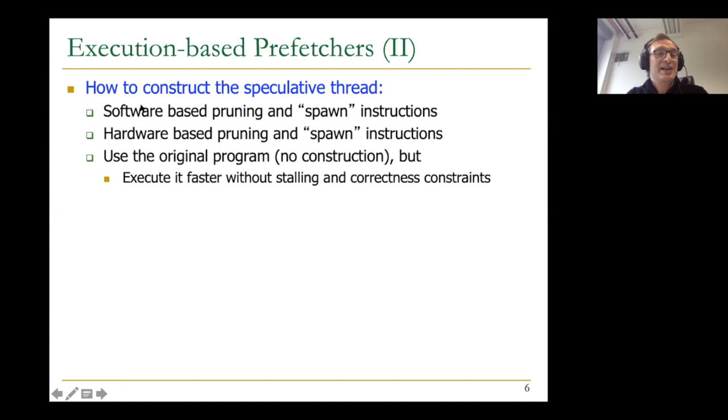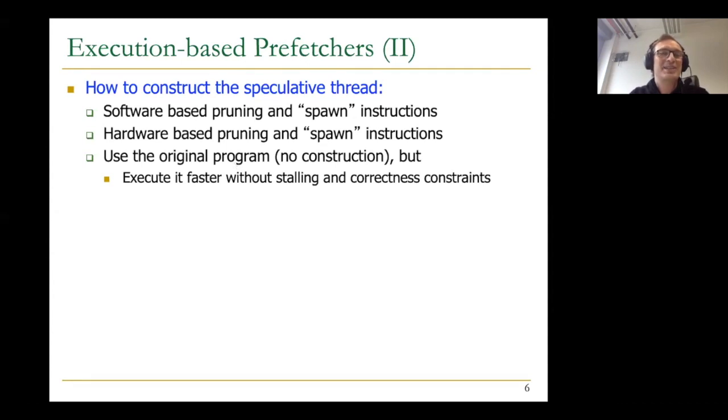And the literature has both of those techniques discussed on how to construct a speculative thread. For example, there are works at Intel that discuss dynamic speculative precomputation that do both software and hardware-based pruning as well as spawning. A separate form of this is you can use the original program without constructing the speculative thread. This makes life a little bit easier, but you execute it faster without stalling and correctness constraints. So this is exactly what Runahead execution does, for example. As a result, it's an execution-based prefetcher that doesn't need to prune the program, as you have seen and as we will see more. So you could actually do many, many things here.